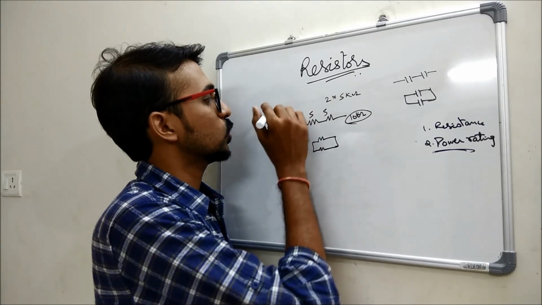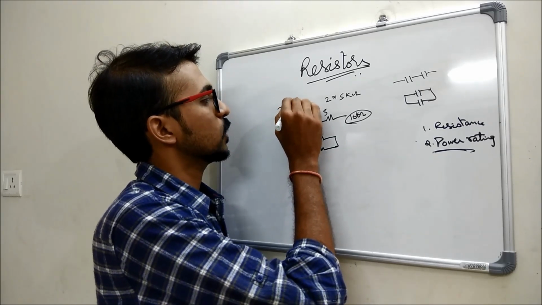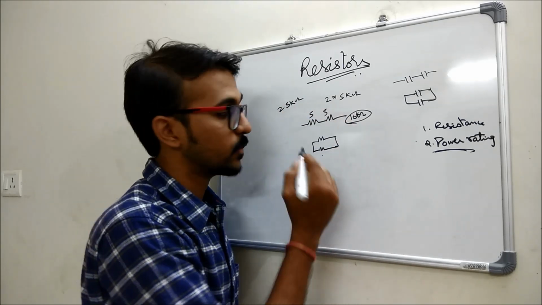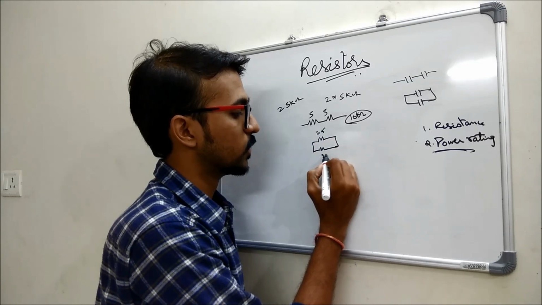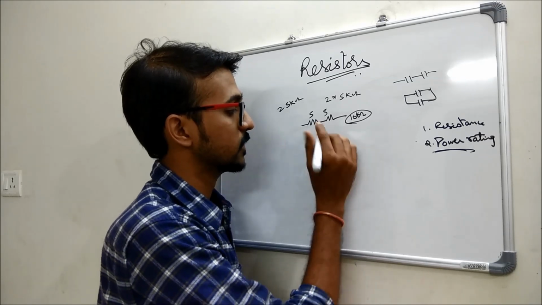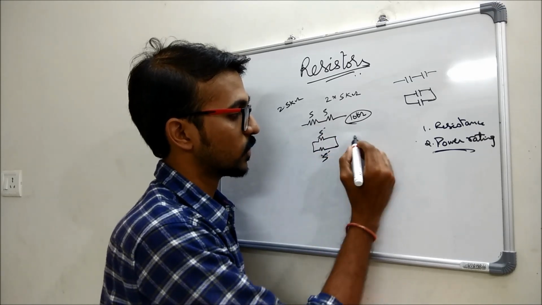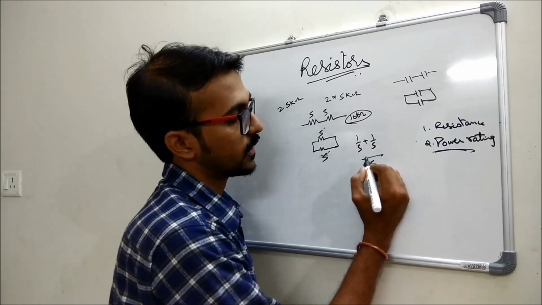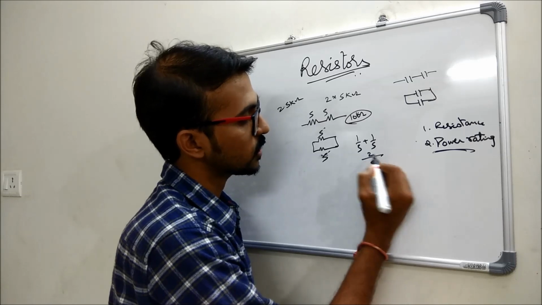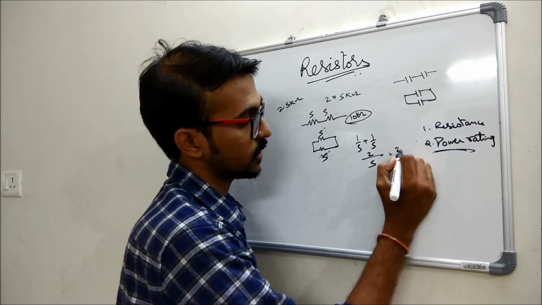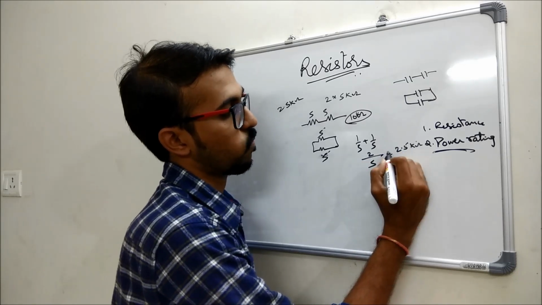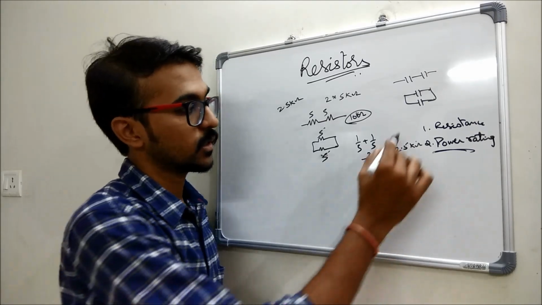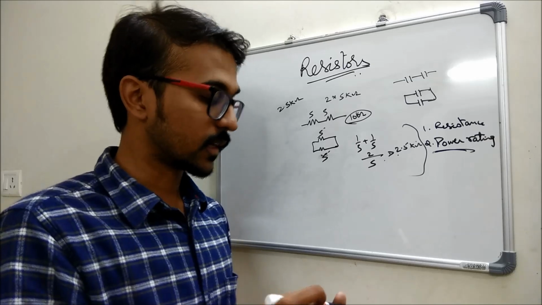Or you want a 2.5 kilo ohm when you have two 5 kilo ohms. So the same way you will add them in parallel. So 5 and 5, so 1 by 5 plus 1 by 5. They divide. So this will be 5 by 2, and you put the inverse of this one, this will be 2.5 kilo ohms. So 5 by 2 will be 2.5 kilo ohms. This is how you get the values of the required resistance.